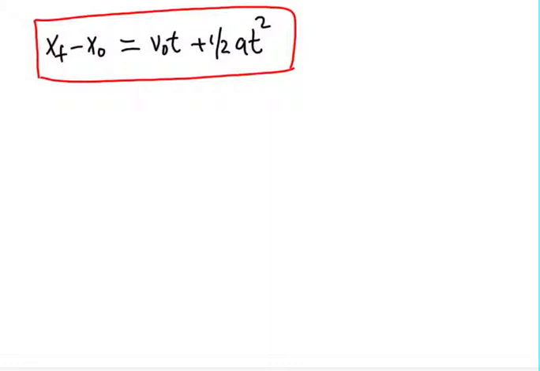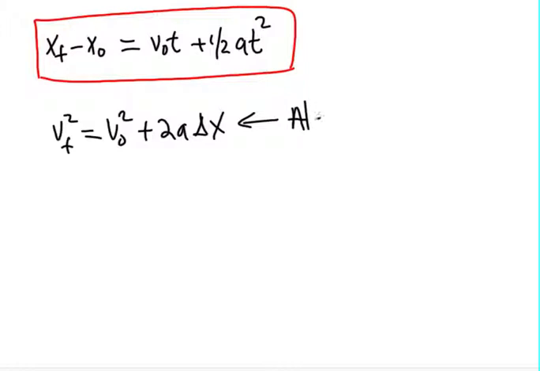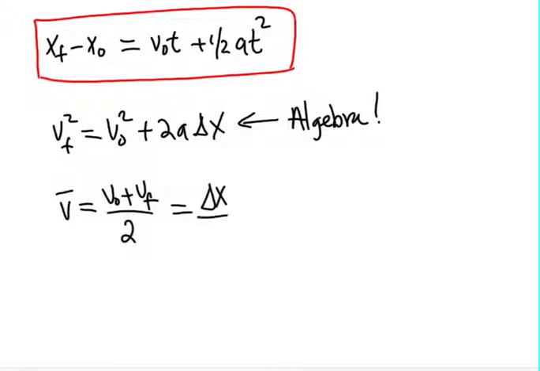The third one is just v final squared equals v initial squared plus 2a times delta x. This one right here just comes from algebra. And that one I've derived in another video, so I'm not going to rederive it here. The last equation says that the average velocity is the initial velocity plus the final velocity divided by 2, which is equal to the total displacement divided by the total time.